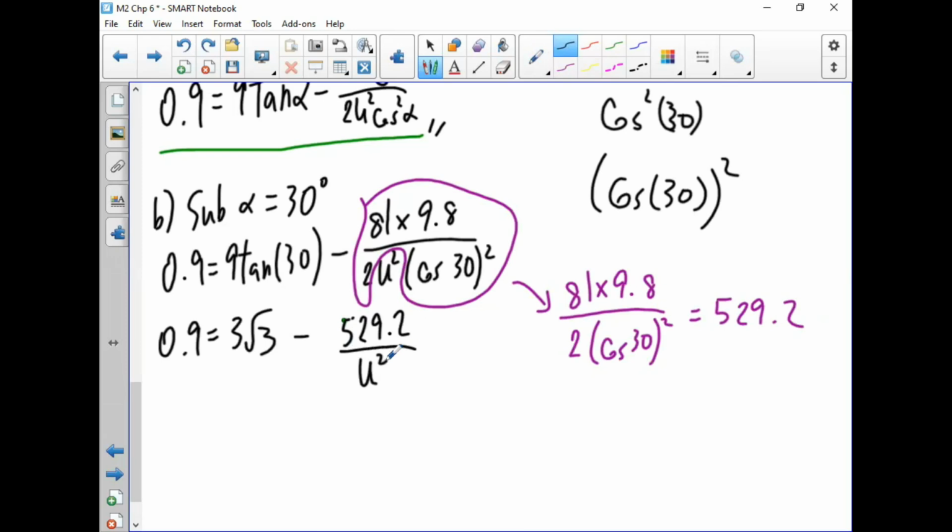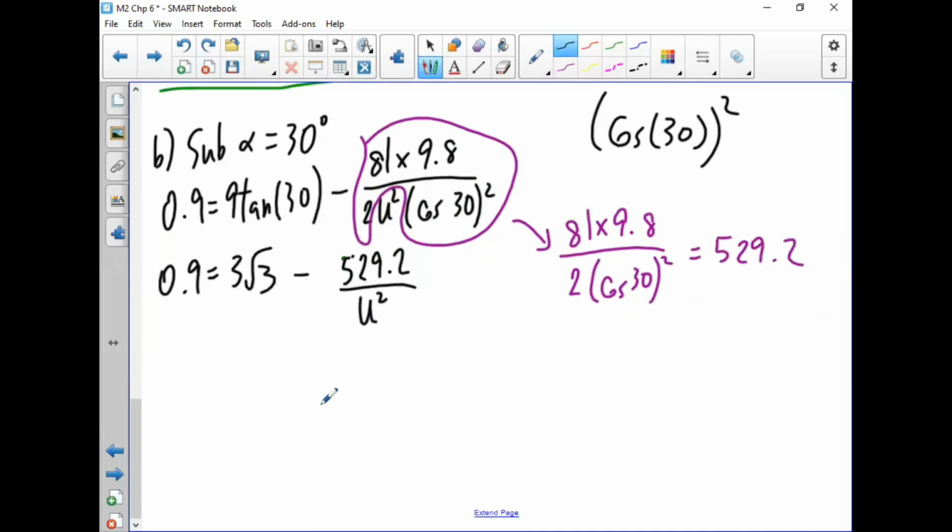Or you can use however way you want to. My way is maybe not the most efficient, or maybe it's not the way you want to put it in the calculator. Up to you, step by step. Or you can do 81 times 9.8 on the top, and the denominator do 2 times cos 30 squared. However way you want to do it. But ultimately, you should get 529.2 at the top overall.